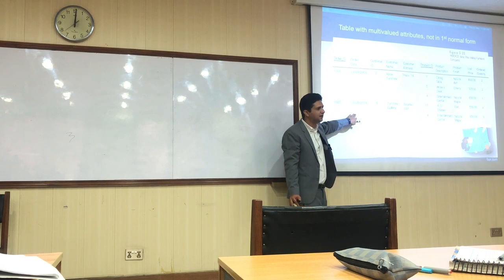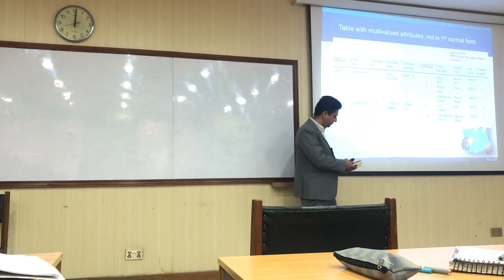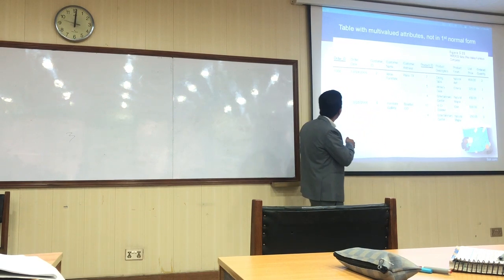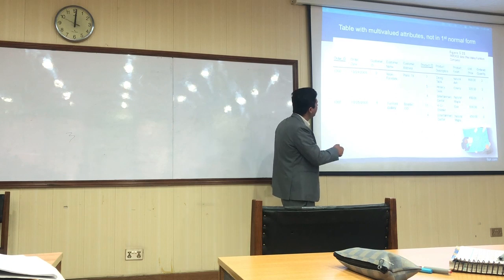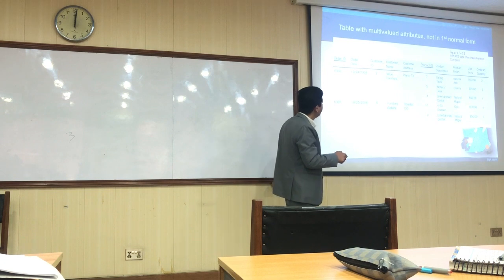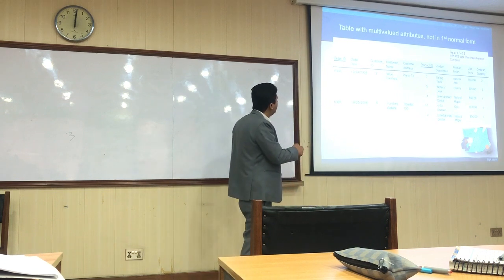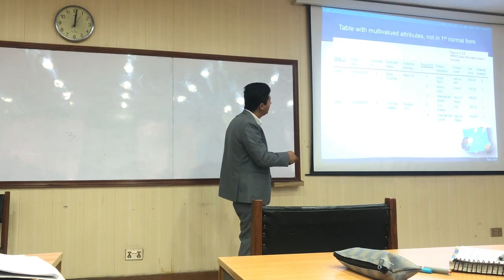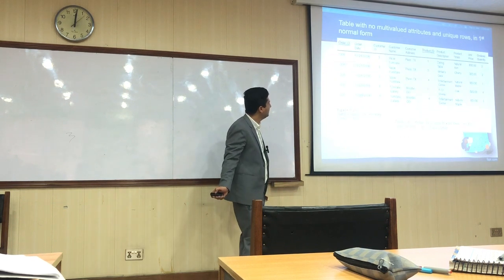It's not a relation. Why? Because there are some multi-valued cells. These are multiple values that we can see, these values are repeating. Against one order ID we are having more than one value for product ID, product description, finish, unit price and ordered quantity. So what we can do is we can duplicate this data. Okay, when we duplicate it, this form will be created.